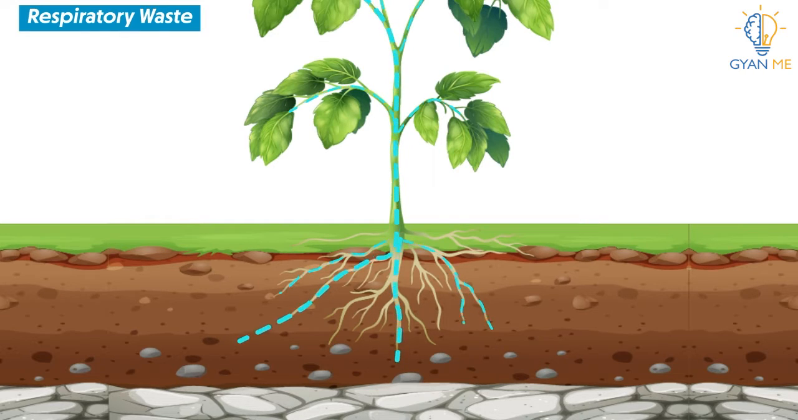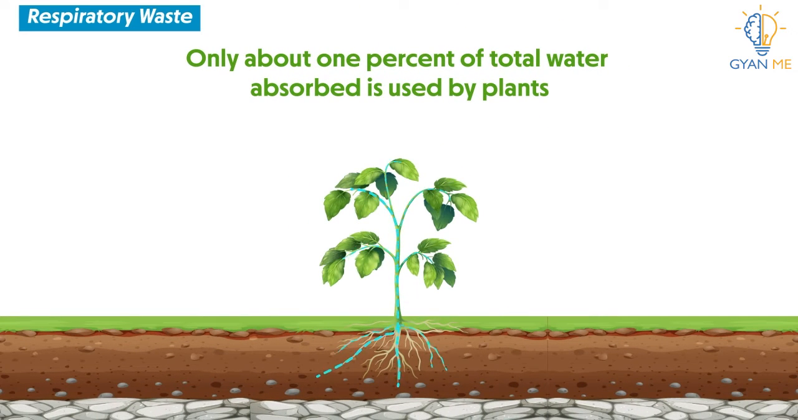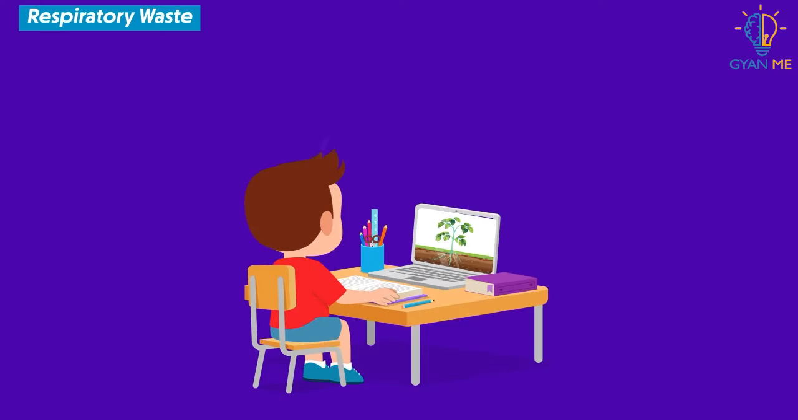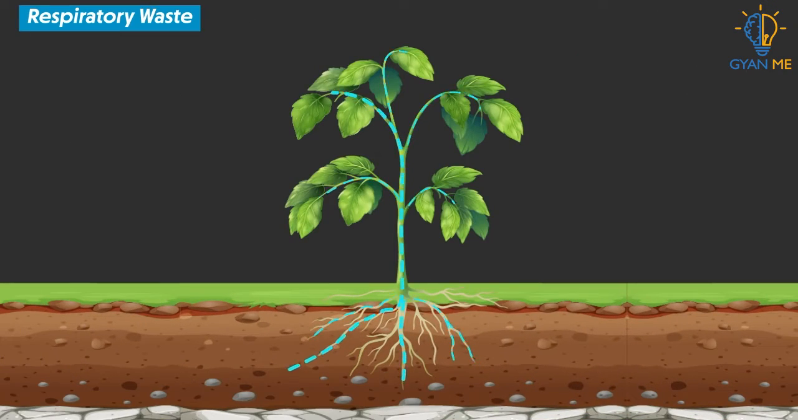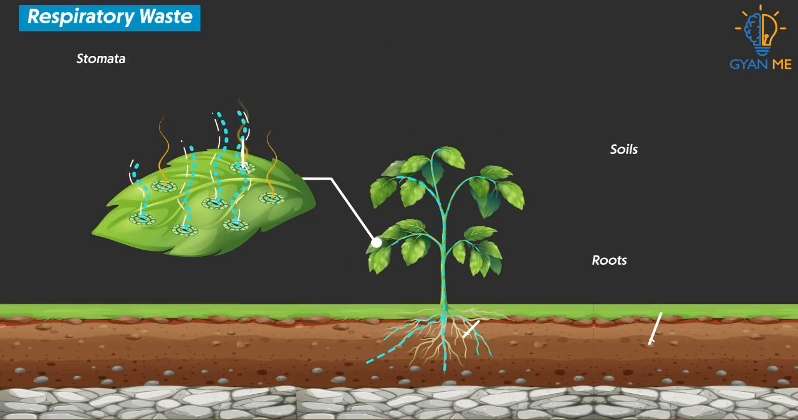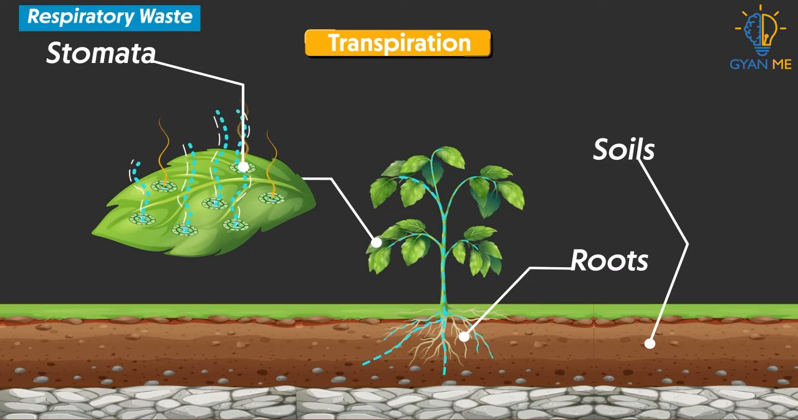You will be surprised to learn that only 1% of total water absorbed is used by plants. The rest of the excess water is required to be disposed of. Take a break, pause the video for a second and think about it. I'm sure you know this process. Yes, exactly right, students. The excess water is removed through the stomata during the process of transpiration.